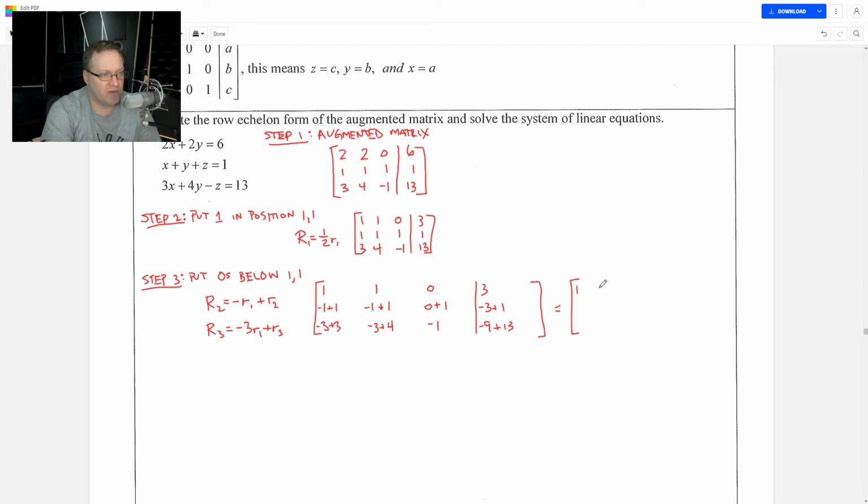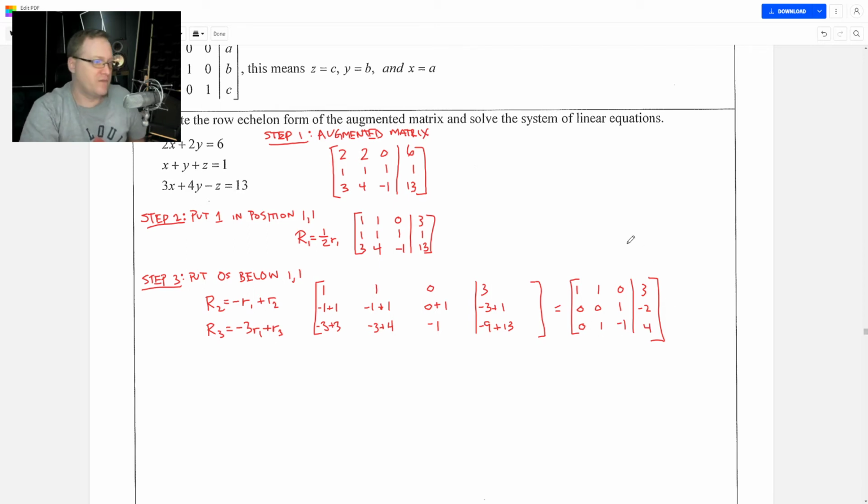The first row is going to be 1, 1, 0, and then 3. And then we have -1 plus 1 is 0. -1 plus 1 is 0. And then 0 plus 1 is 1. And then we have -3 plus 1, which is -2. And then we have -3 plus 3, which is 0, -3 plus 4, which is 1, and -1 right here. And this is going to equal -9 plus 13, which is positive 4.